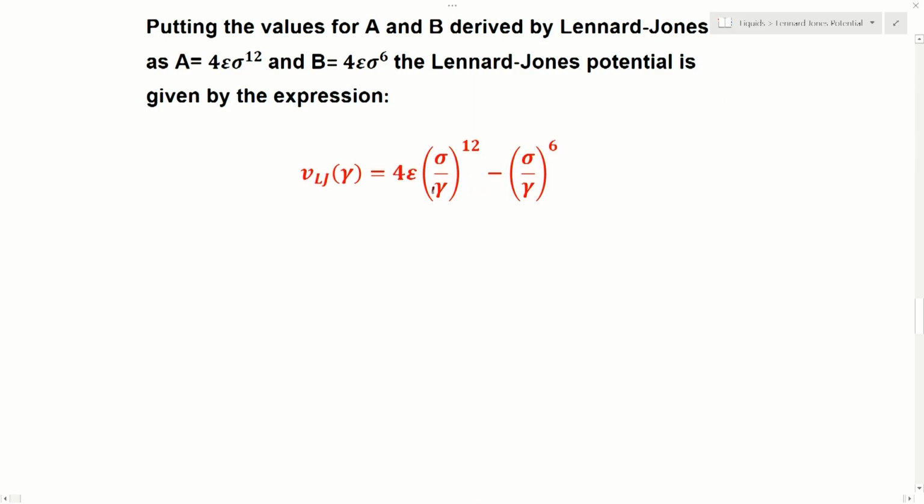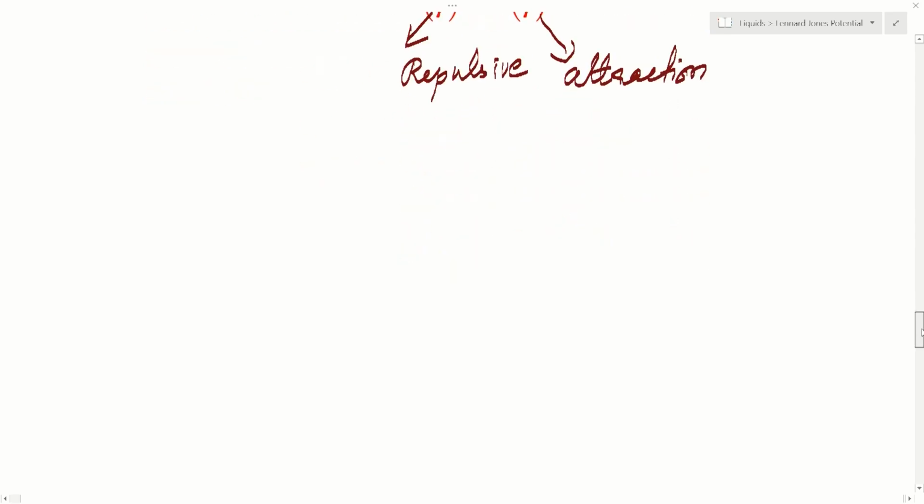Now, the term sigma by r power 12 indicates that this is the repulsive interaction term. And the minus term, that is minus sigma by r the whole power 6, indicates that it is the attraction term, that is the force of attraction. This minus sigma by r the whole power 6 is the force of attraction, and the sigma by r the whole power 12 is the repulsive force.